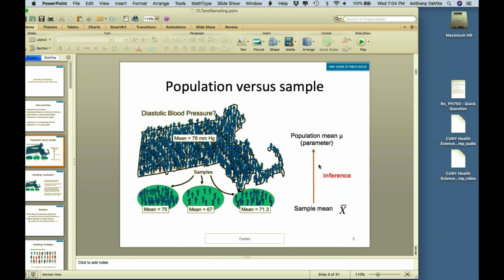It's not exactly the same as the population mean, but there's no way for us to know whether it is or not, because in most cases we wouldn't know what this number is anyway. But that's what we want. We want to be able to predict what the population mean is based on a sample from that population.